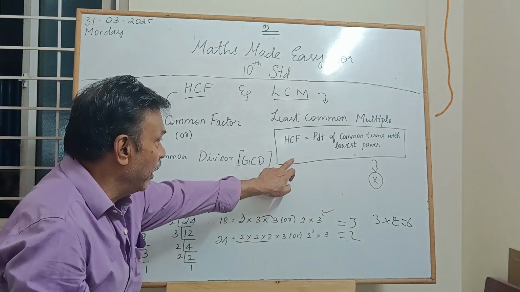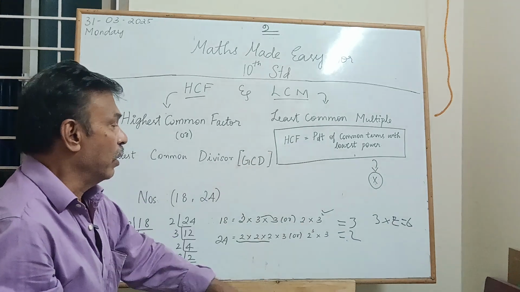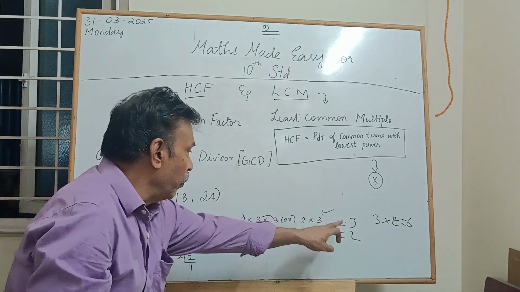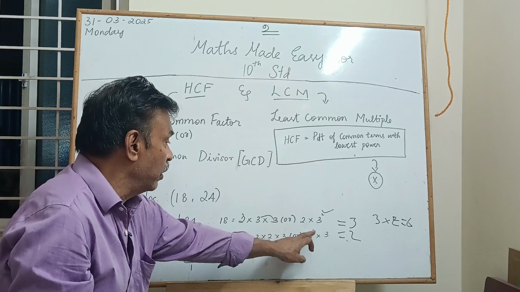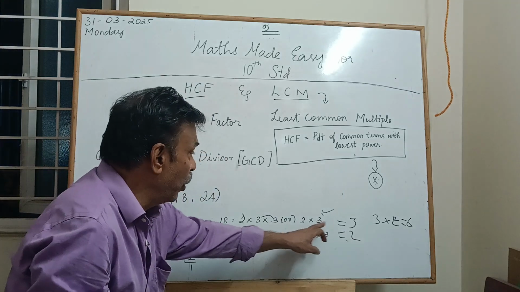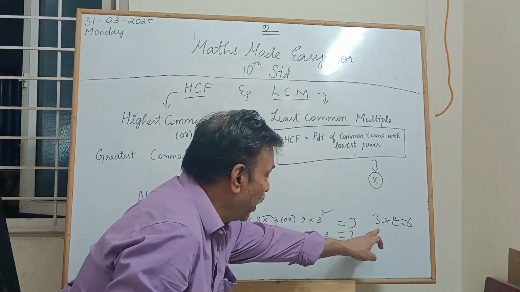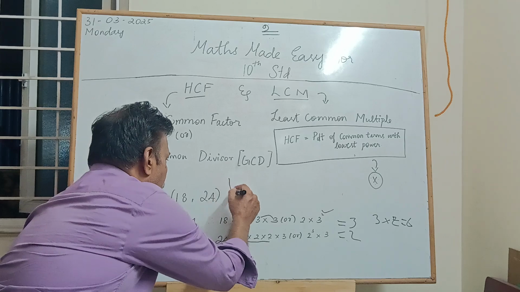So what HCF says is, product of common terms with lowest power. So the lowest power is 3 in this case. In this case, if you take 2 to the power, the lowest power is 2. So multiplication of 3 into 2 is equal to 6. 6 is the HCF.